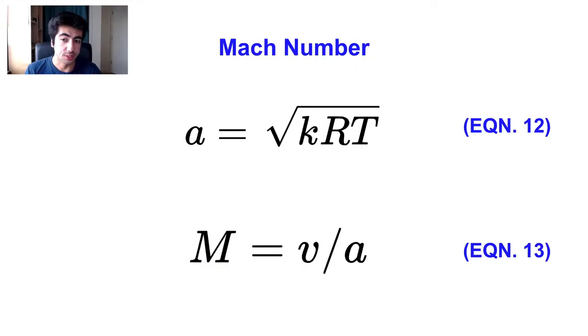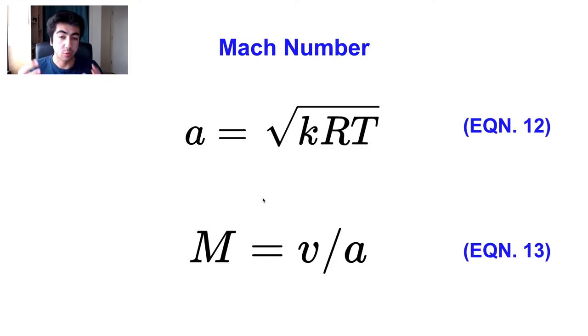Another important equation is the local speed of sound in meters per second. And so that you can see is a function of the specific heat ratio of the medium. So that's our gases, our combustion gases in this case, the gas constant for that medium, and the temperature of the medium. And so the speed of sound will vary depending on these three things.